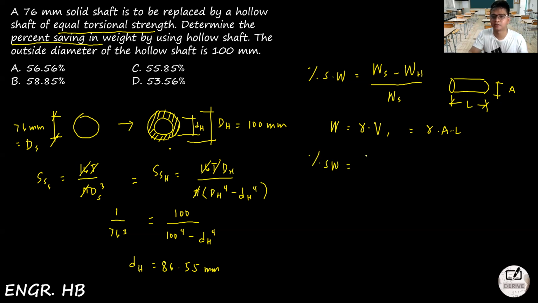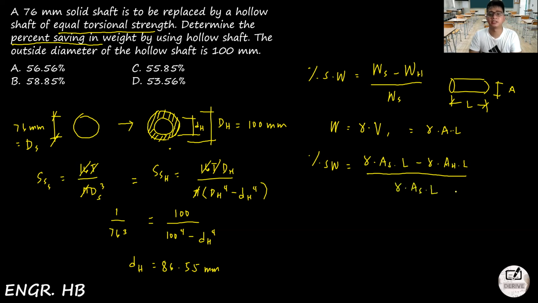WS. So pag WS, lagyan natin ng ganyan. Specific gravity times area. Lagay natin S, solid, times length, minus specific gravity times area ng hollow times length ulit. And of course, the WS, which is specific gravity times AS times length.